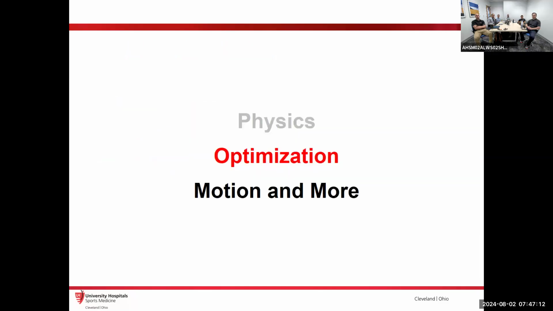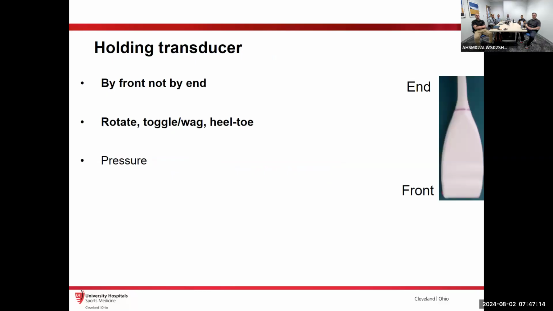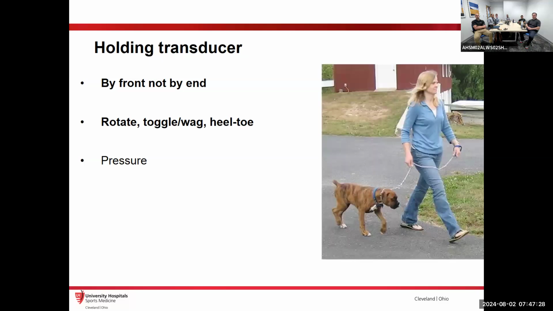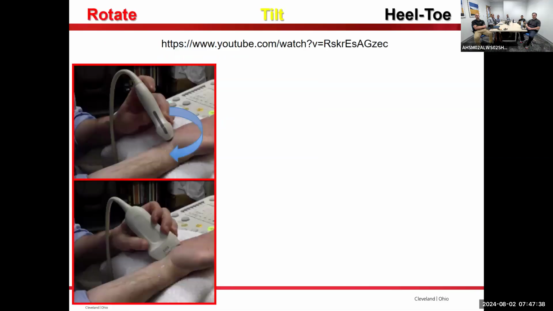All right, so we're going to talk about optimization here a little bit. How we hold the transducer. We want to hold it by the front, not by the end, right? Toggle, rotate, wag, heel, toe, and pressure. You don't walk a dog by the tail because you can't control it. So you walk the dog by the head or the front. And so that's why we hold the transducer the way that we do.